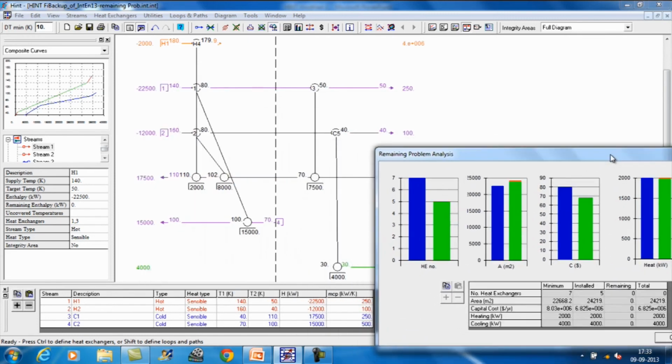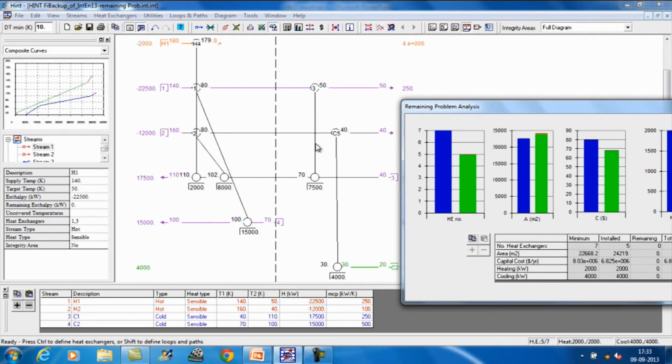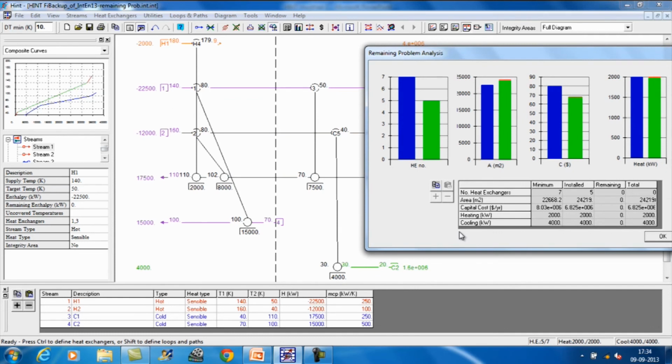And why is this 5? Because if you see, this and this forms a subset, and this forms a subset, and as there are 2 subsets available, the number of heat exchangers required is now 7 minus 2, which is 5. So, we get 5 heat exchangers here. What we conclude, and this area if we see, we can calculate 24,219 minus 22668 divided by 22668. It is about 6.8% more.